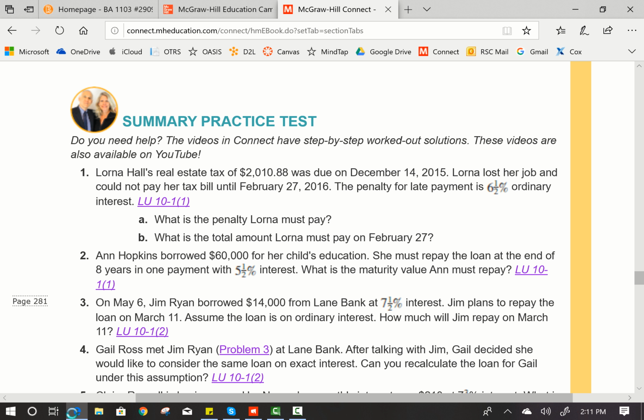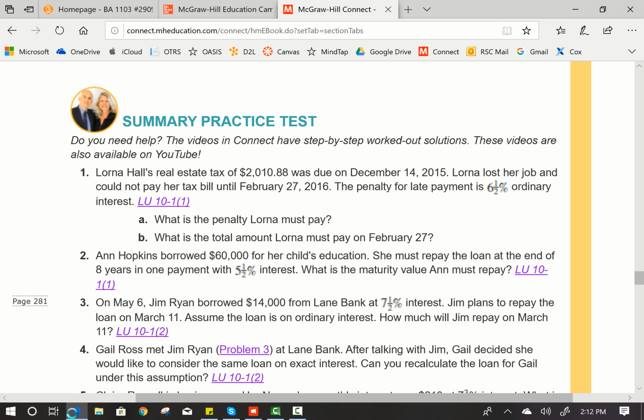It says Lorna Hall's real estate tax of $2,010.88 was due on December 14th, 2015. Lorna lost her job and could not pay her tax bill until February 27th of 2016. The penalty for late payment is 6.5% of ordinary interest. First of all, we want to know what the penalty is. Well, that penalty is the amount of interest.